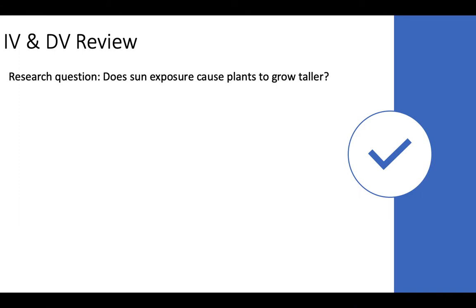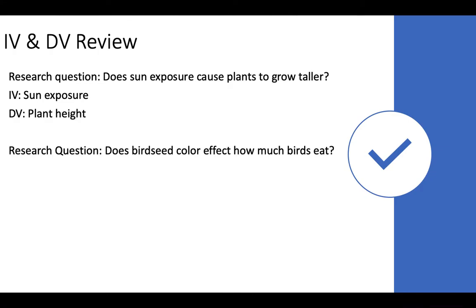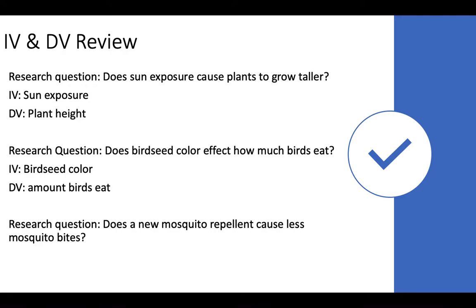If we have the research question, does sun exposure cause plants to grow taller? Our IV would be sun exposure, and our DV would be plant height. If we had the research question, does birdseed color affect how much birds eat? Our IV would be birdseed color, and our DV would be the amount birds eat. If we had the research question, does a new mosquito repellent cause less mosquito bites? Our IV would be the new mosquito repellent, and our DV would be the amount of mosquito bites.